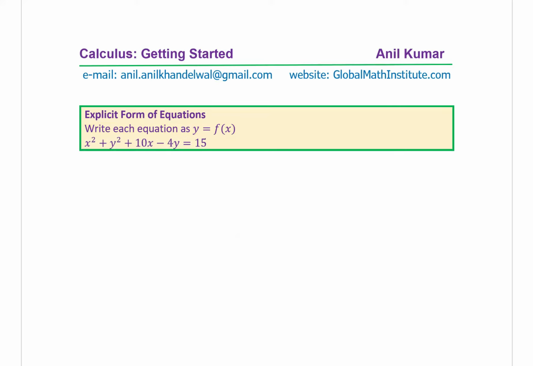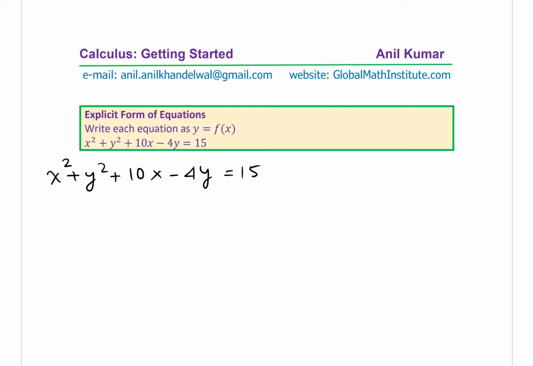So let's take more examples on how to work with explicit forms. Here we have another equation which is x squared plus y squared plus 10x minus 4y equals 15. Do you recall what kind of equation it is? What kind of graph can you get? Well, of course, it is a circle, right? Now, how do you isolate y in this particular case?